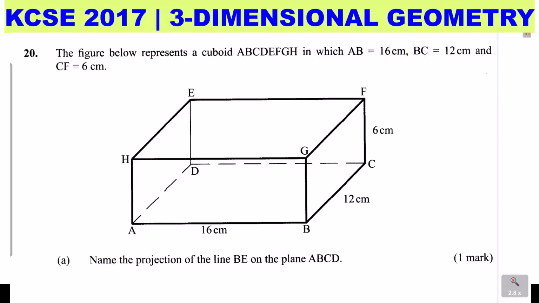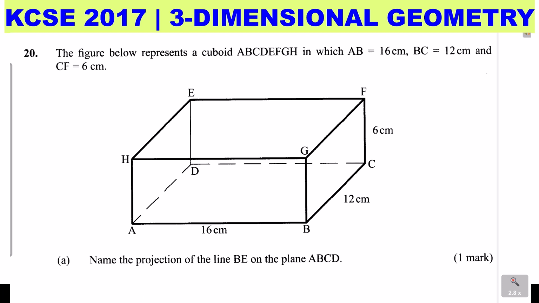Three-dimensional geometry, KCSE 2017, question number 20. The figure below represents a cuboid ABCDEFGH in which AB is equal to 16 centimeters, BC is equal to 12 centimeters, and CF is equal to 6 centimeters. So the figure is there.